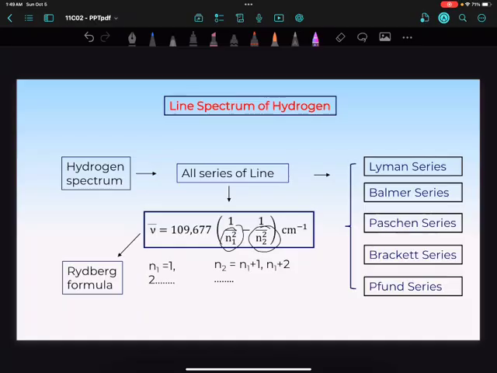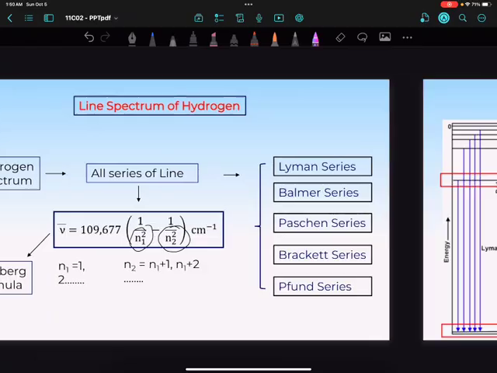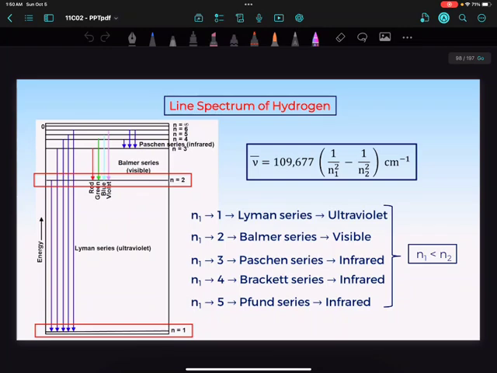It has a series of lines, for example the Lyman series, the Balmer series, the Paschen series, the Brackett series and the Pfund series. This is a particular diagram which needs to be learned by heart. Here, this is the Lyman series, this is the Balmer series, this is the infrared, and this goes on further.